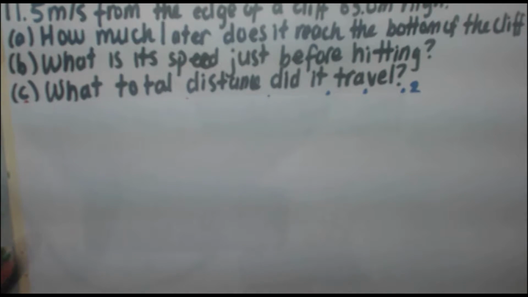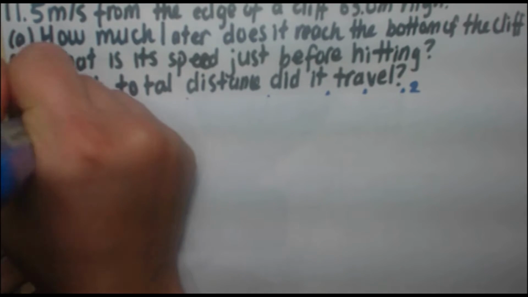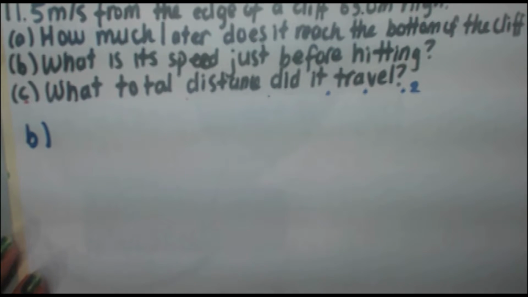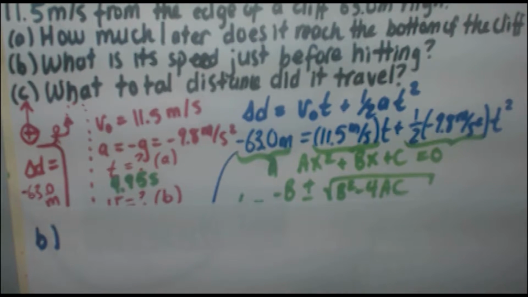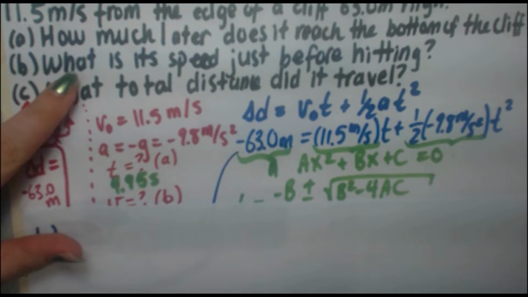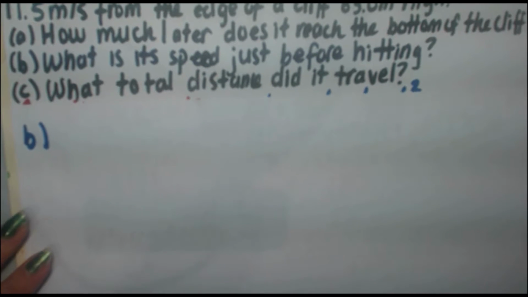So for part B, we're going to look for the speed just before hitting, but we're going to do this in a really unique way. Now that we know time, we already knew the acceleration. The acceleration is gravity, negative 9.8 meters per second squared. I know the initial speed that it's launched at. Final speed, well, I can get that too. That's what I'm looking for. What is its speed just before hitting? So let's solve for that.